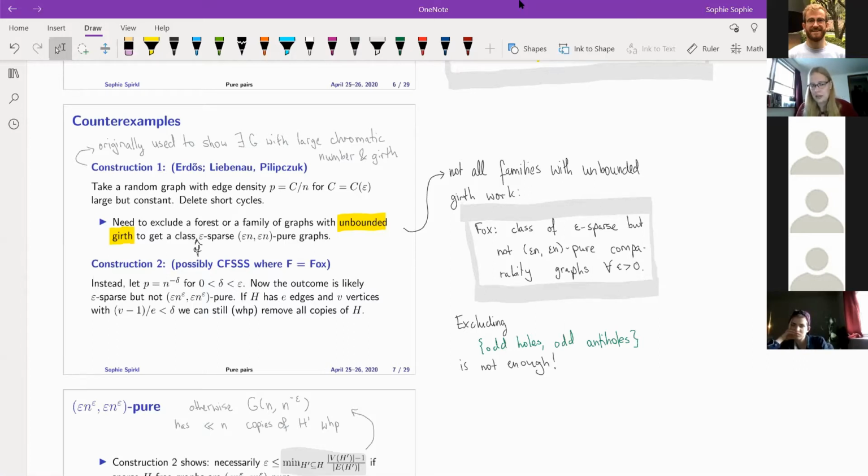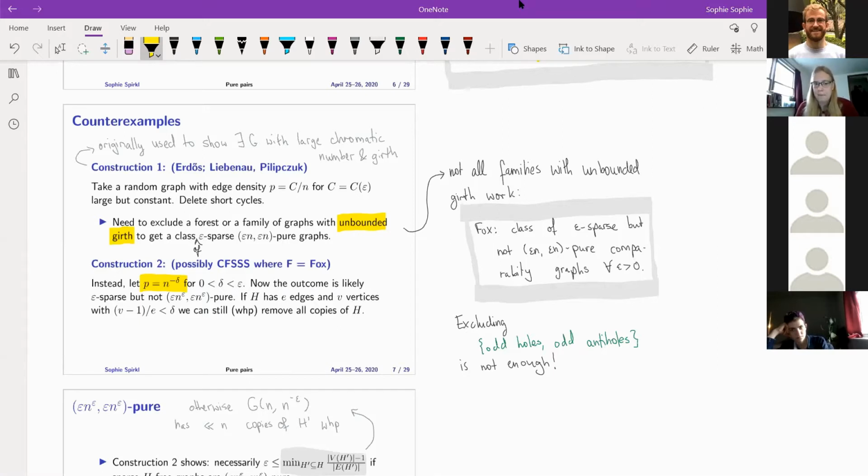Let's instead increase the density, right? So we're going to put a random graph and now let the edge density be n to the minus delta for some small delta. The outcome is still likely to be epsilon sparse, because in order to not be epsilon sparse, you need a vertex of linear degree, and that's certainly not going to happen unless p is a constant. I should say, almost certainly not going to happen. So with high probability, this is still going to be epsilon sparse.